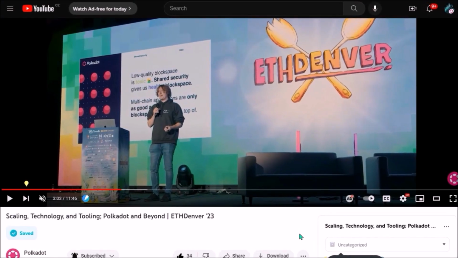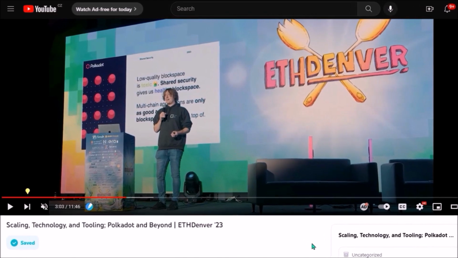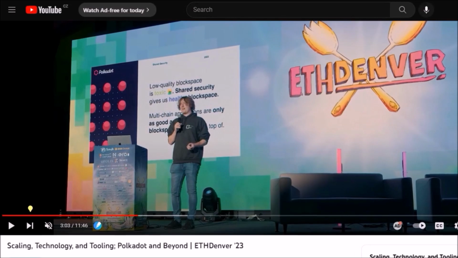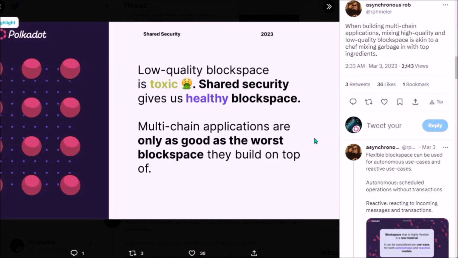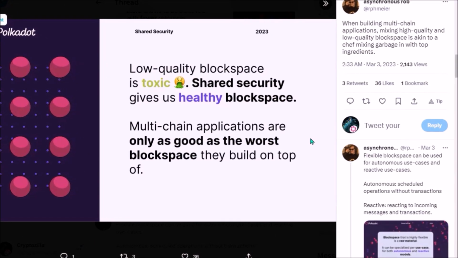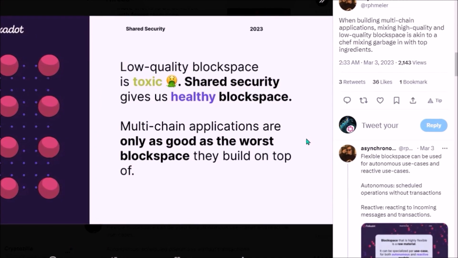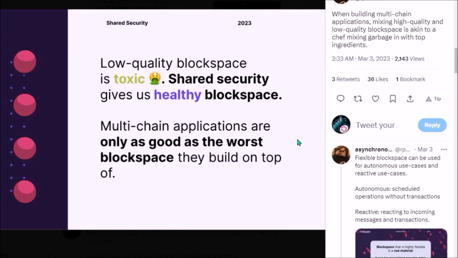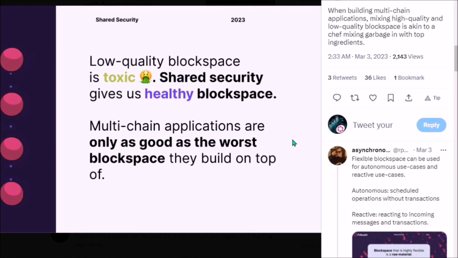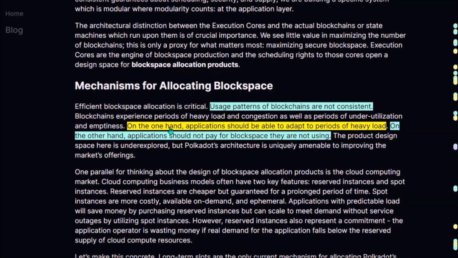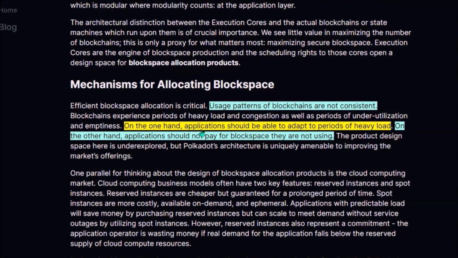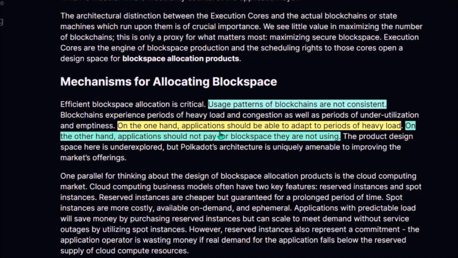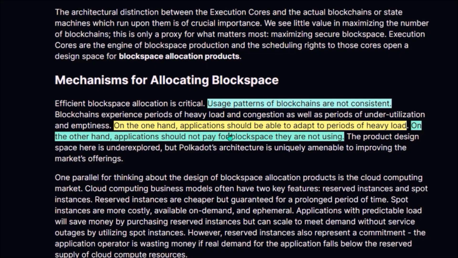Why would multi-chain dApp developers want to deploy their dApp, for instance, on Solana, when the network gets manually halted once in a few months? Developers need high-quality, secure block space that is available 100% of the time they need it to be. Having their dApp deployed on a network that is stalled every now and then is a horrific UX for their end users. From dApp developers' perspective, highly available and efficient block space should allow applications to adapt to periods of heavy load, but at the same time, applications should not pay for block space that they are not using.